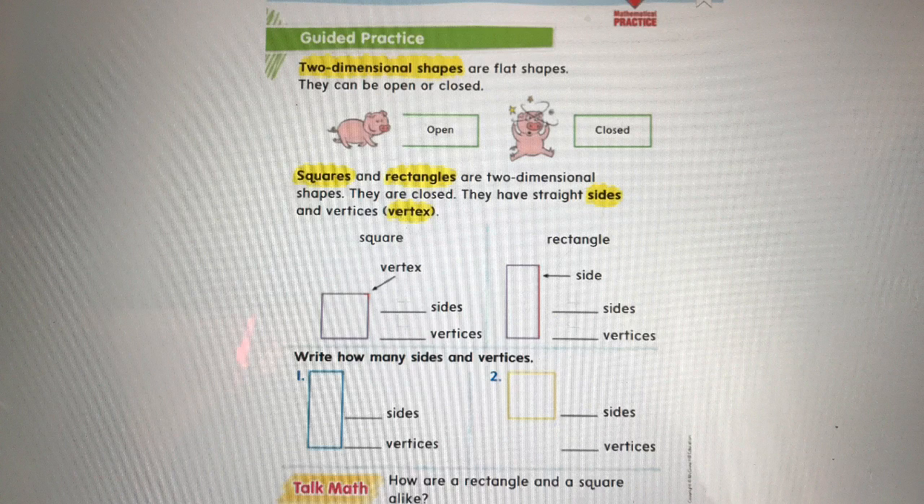Look at the picture. Can you see how the pig can go inside that rectangle because that side is open? Can you see how the pig ran into that other rectangle because it was closed? Well, squares and rectangles are two-dimensional shapes. They are closed. They have straight sides and vertices, or a vertex.